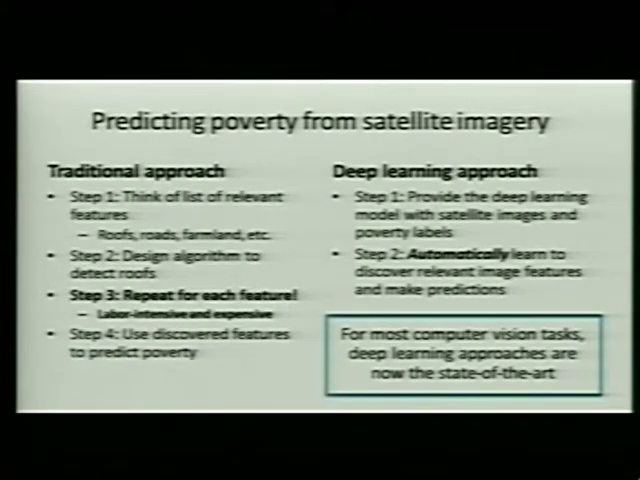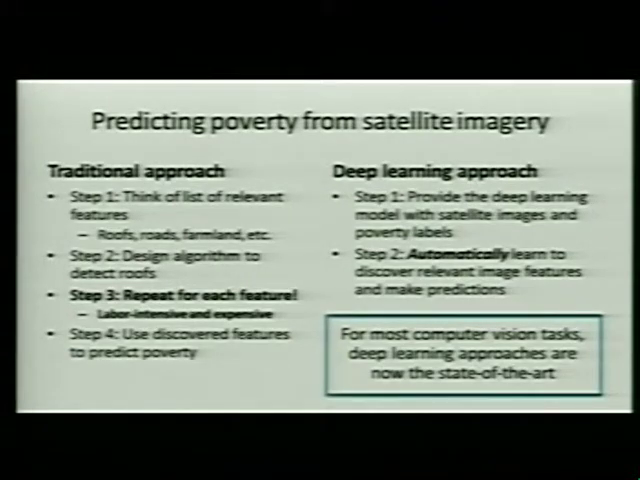On the other hand, we have the deep learning approach, where we basically just collect a bunch of satellite images, make sure they have poverty labels, and then feed them into the model. The model automatically learns to discover the relevant features and then uses those to make predictions. And for most computer vision tasks, deep learning approaches are now the state of the art.